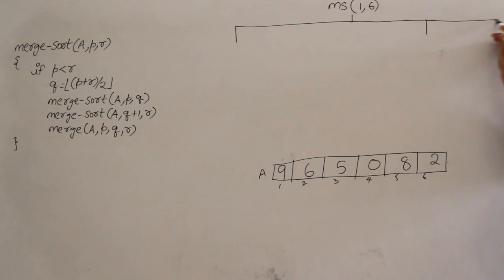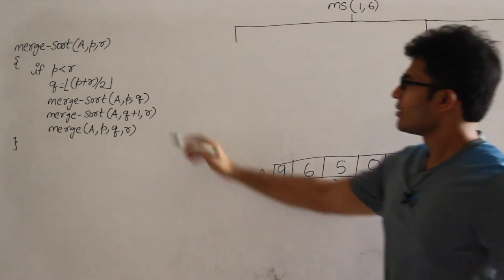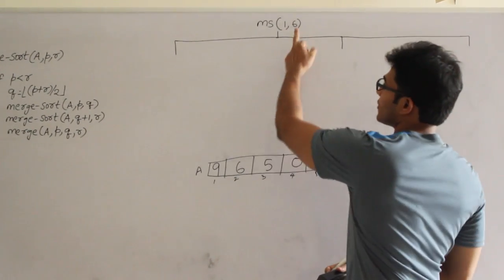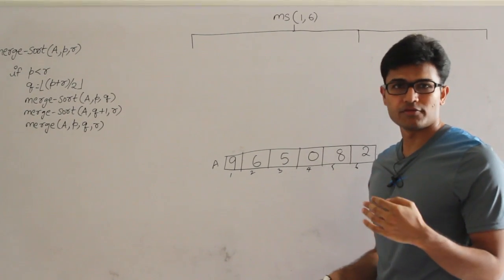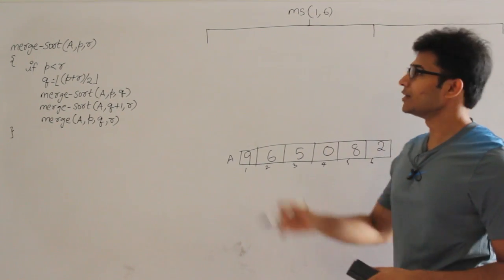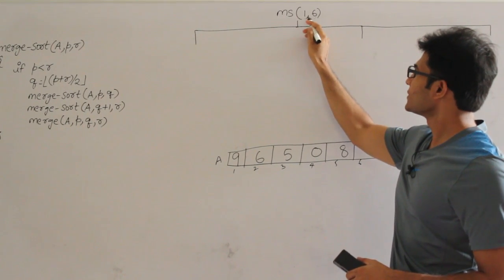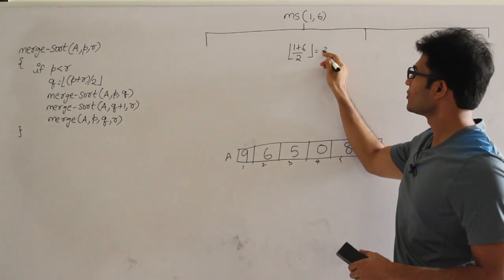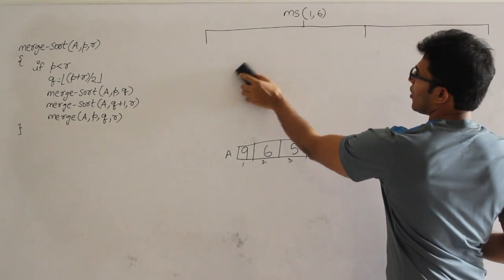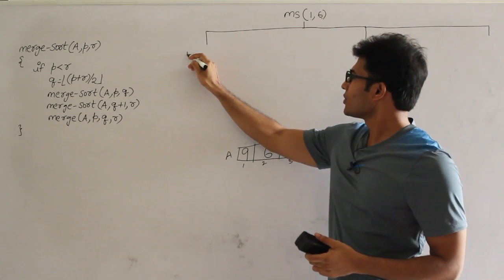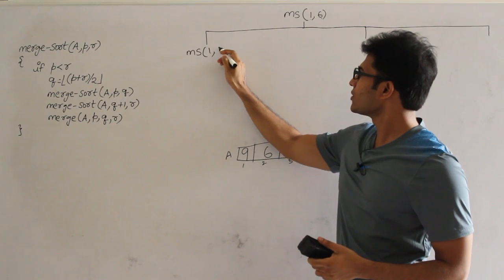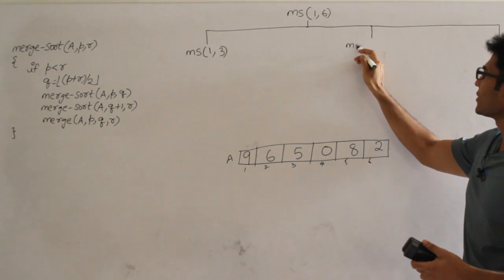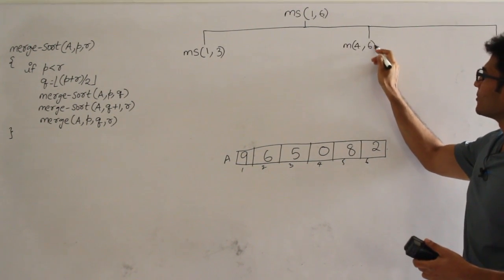Okay, and now what are the 3 children? First one is, merge sort is going to first find out the middle. So what is the mid value for 1 and 6? 1 plus 6 by 2 is 3.5, and if I take the floor, it is going to be 3. Therefore, I'm going to apply merge sort from 1 to midpoint, which is 3, and then I'm going to apply merge sort from 4 to 6, the remaining elements.